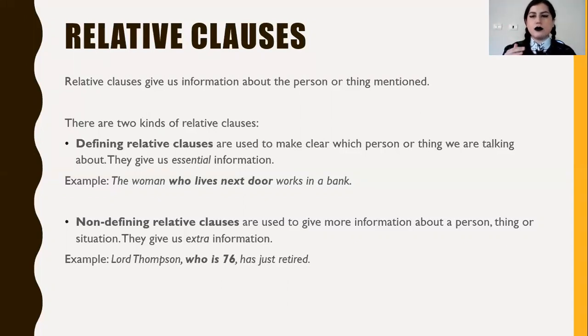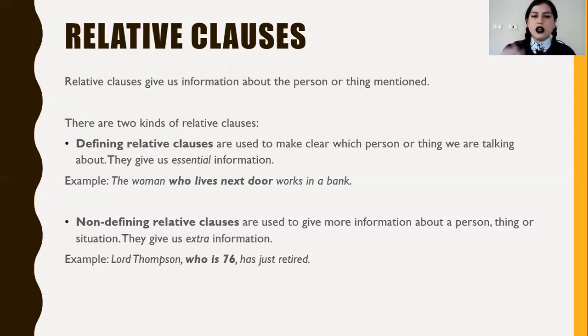Defining relative clauses give us essential information, information that we actually need to identify the person or the object or the place that we're talking about. So for example, the woman who lives next door works in a bank. Here, if we remove the relative clause, who lives next door, we only have the woman who works in a bank. Which woman? We don't know the woman that we're talking about. So that's why the relative clause is important. We know that the woman who lives next door is the specific woman that we're talking about.